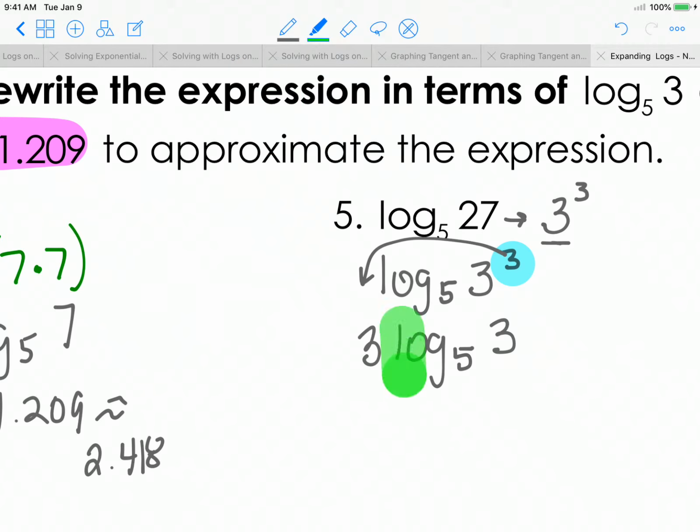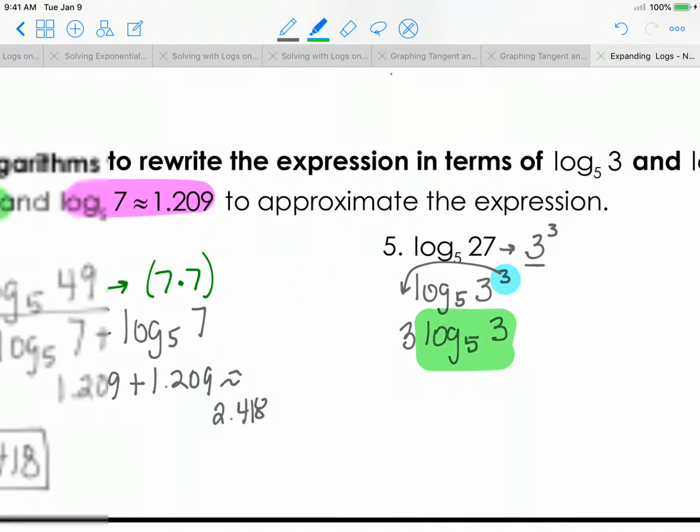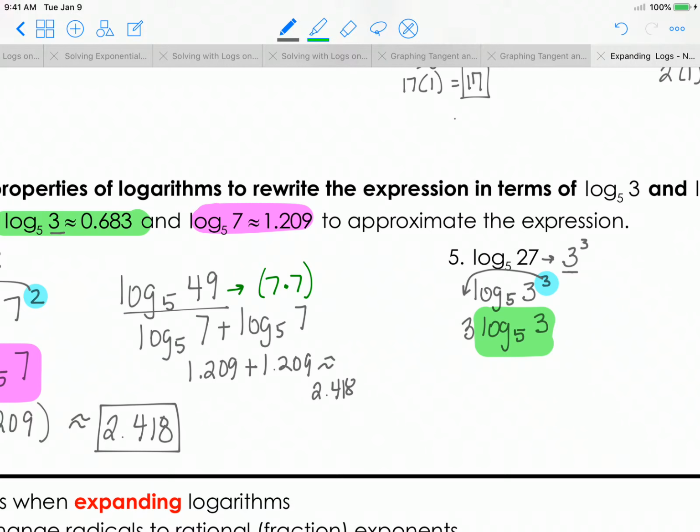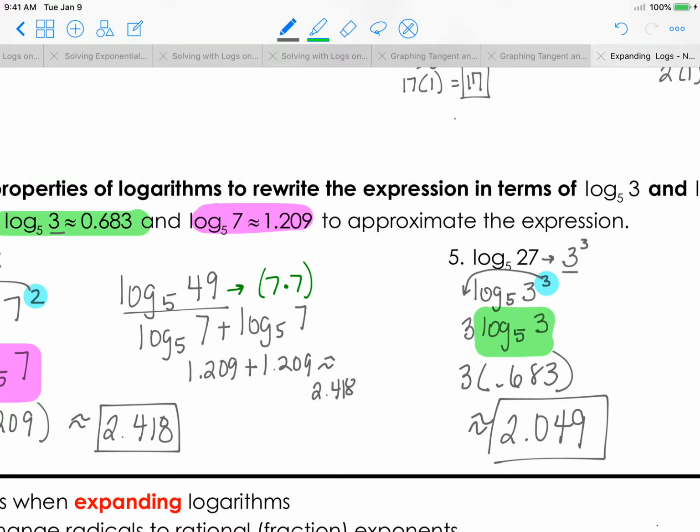Well, I know log base 5 of 3 because it's given to me in our problem. Let's see what it says. 3 times 0.683. So calculator's out. Do that in your calculator. You get approximately 2.049, I believe. Check my math.